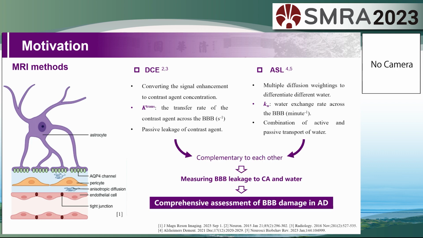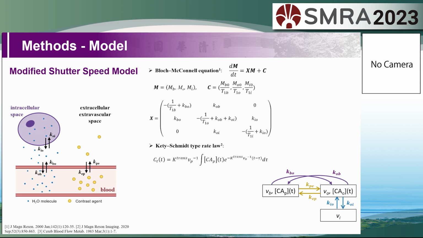It's important to notice that the water exchange rate and the contrast agent exchange rate measure complementary properties of the BBB. So in this study, we aim to measure the BBB leakage to contrast agent and water simultaneously to assess the BBB damage more comprehensively. And the shutter speed model for DCE has the potential to provide rich information for the above purpose.